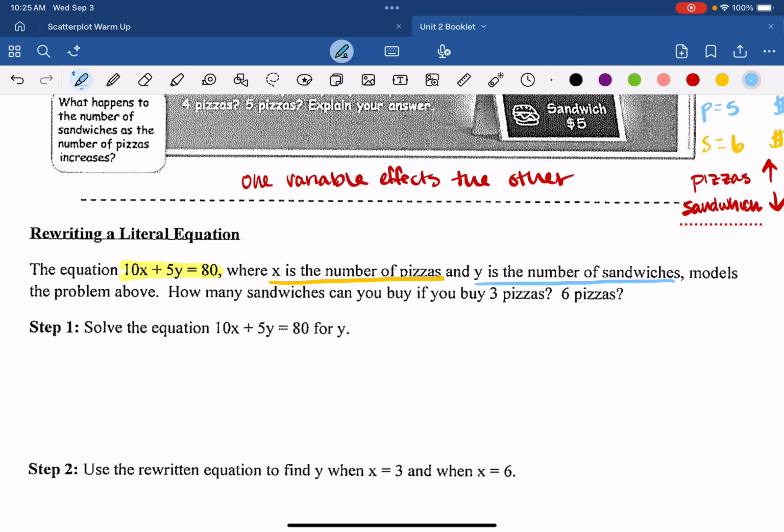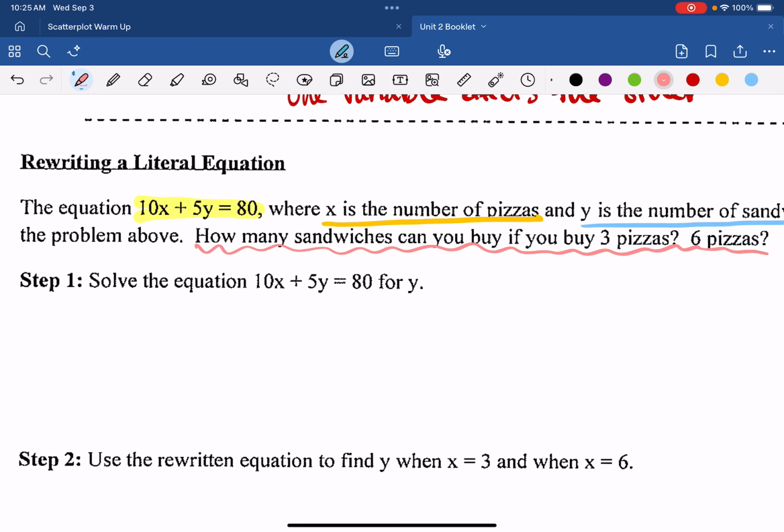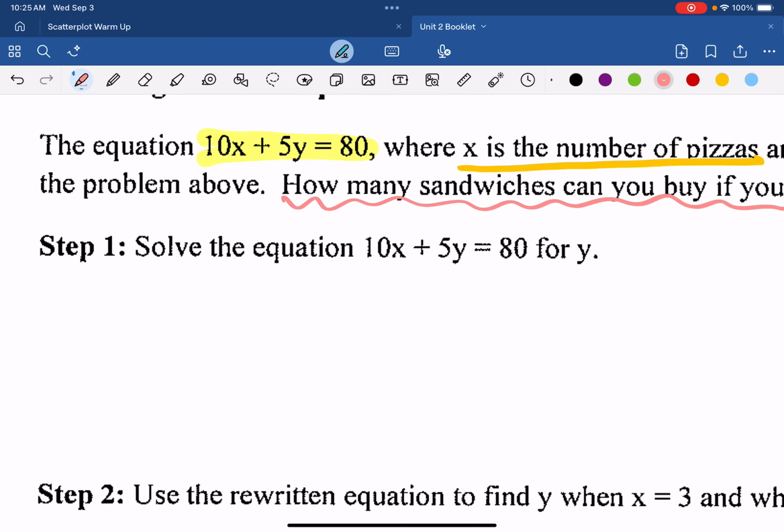Okay. And then I'm asked this question down here. How many sandwiches can you buy if you buy 3 pizzas? What about 6 pizzas? When we're solving literal equations, we are first going to solve for a given variable. Now, the given variable is important. You need to find that. I'm being told to solve for y.